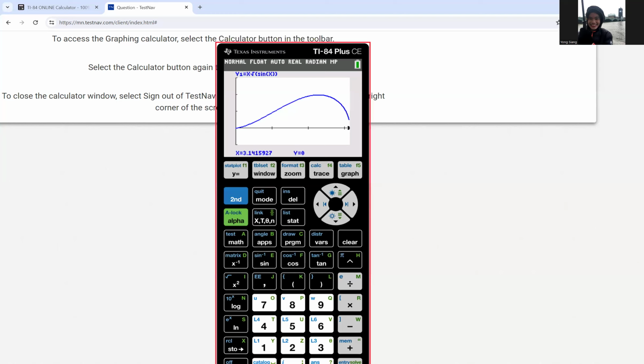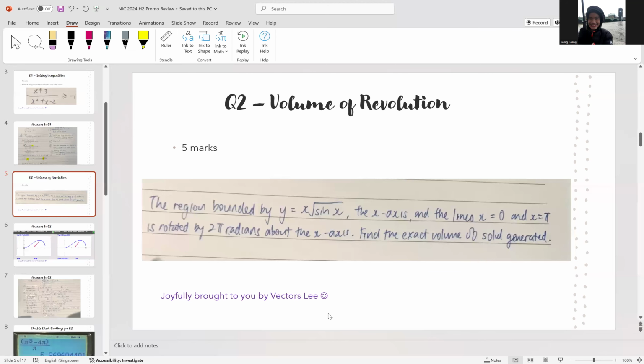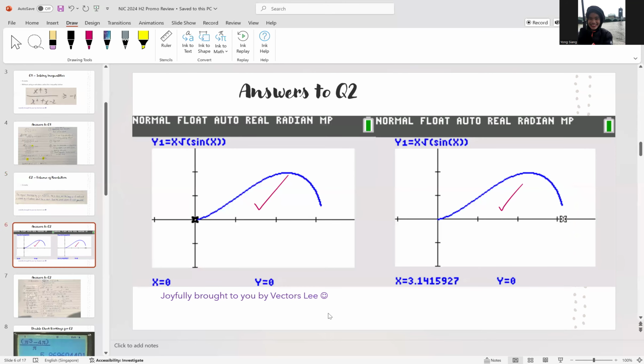Okay, so now I'm going to go back to my original screen. I hope I'm sharing the GC. I'm going to go back to my original screen, and as what I can see here, when x equals to 0, y equals to 0. I've calculated the lower limits and the upper limits as well.